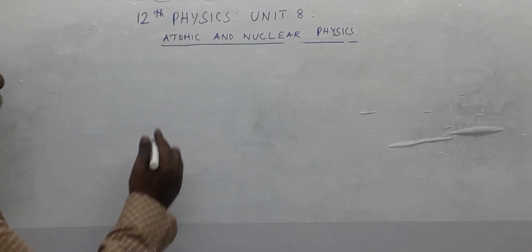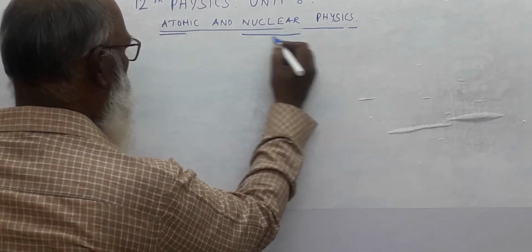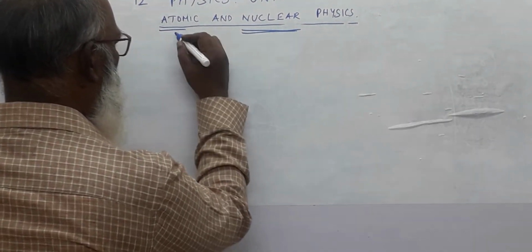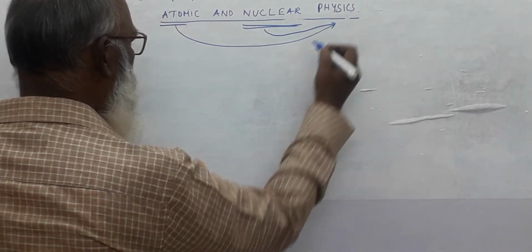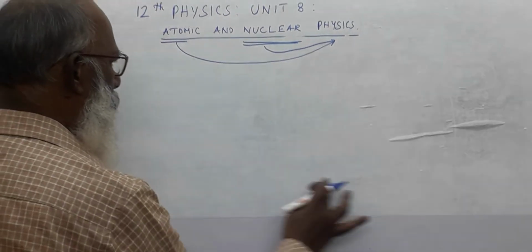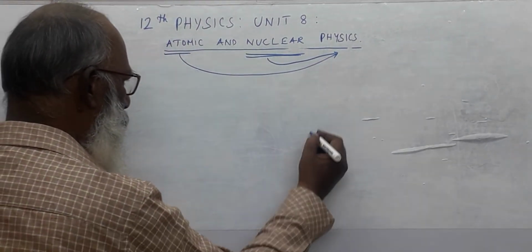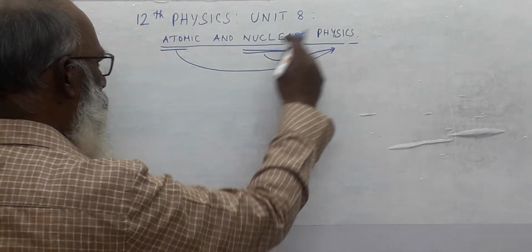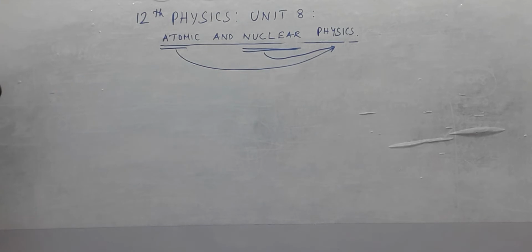Now, what is meant by atom and what is meant by nucleus or nuclear? Atomic physics or nuclear physics? Is there any difference between them? Yes, sir. When we study the atom as a whole, that is called atomic physics. When you are studying inside the nucleus itself, then it is called nuclear physics. Now, before that, we have to see some introduction.